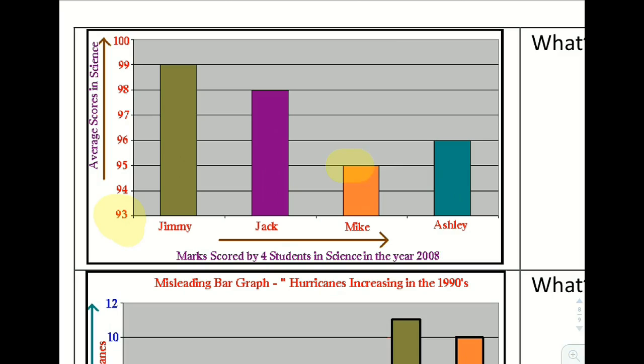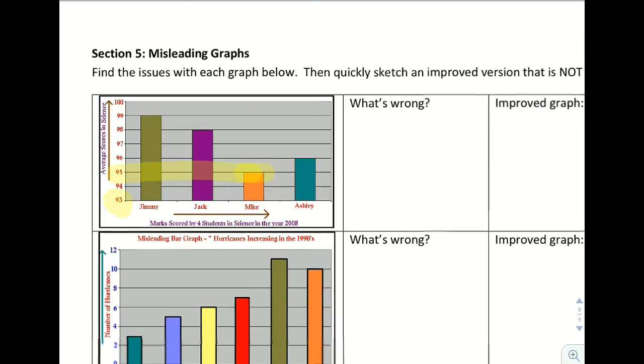So Mike here looks like he's got a very short bar on this graph and didn't do well in science class. But in fact, if you follow Mike over to the scores, Mike scored a 95% in science. And I don't know about you, but that sounds like a pretty good grade to me. So this graph is a little bit misleading because of the way it did the axis here. So what's wrong? You would write something like the y-axis does not start at 0.